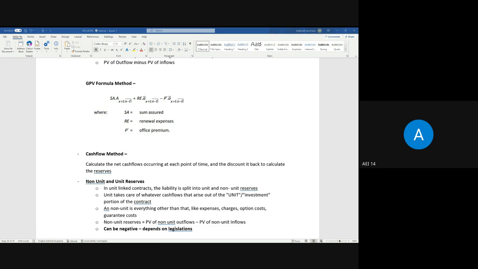So this cash flow approach, where you're calculating the net cash flow at each point of time, tells you whether you have positive or negative cash flows everywhere and what is the size of that cash flow. And then you can discount it using the term structure of interest rates, whatever you have.